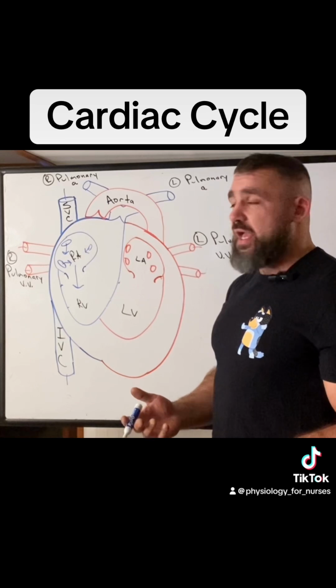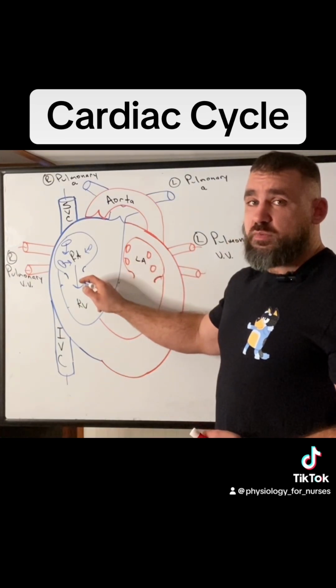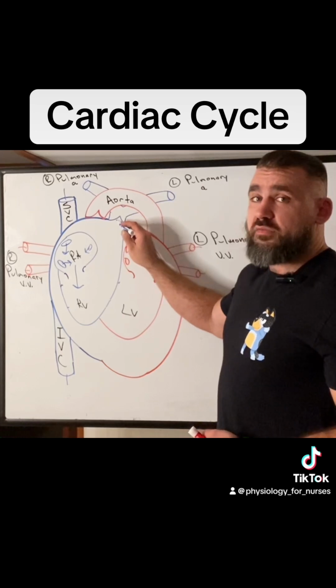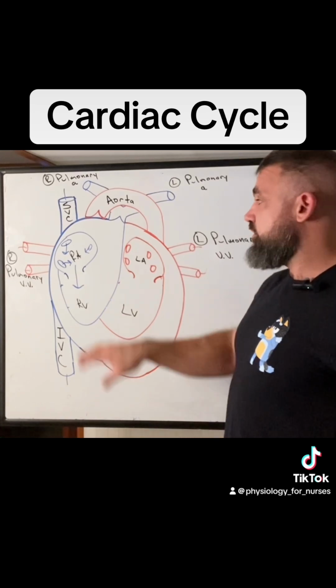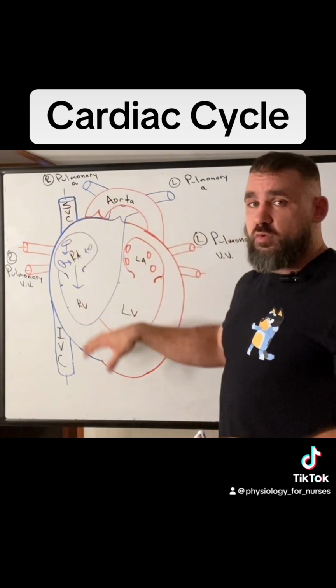So when this heart's relaxed and filling, the tricuspid valve is open, the pulmonic valve is closed. We don't want blood to leave the heart, but we're trying to fill the heart up. So blood doesn't fill the atrium and the ventricle, it's just flowing right through.